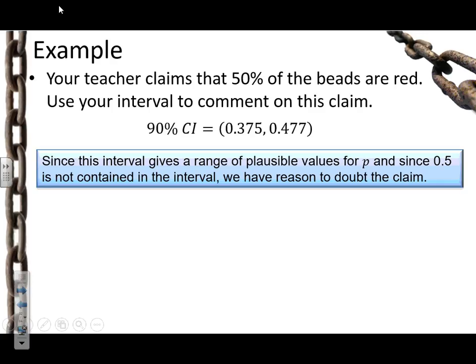Now if we made the same comment, but they said the teacher claims 45% of the beads are red, would our interval support or contradict that claim? That would support, because our interval says plausible values are between 37.5 and 47.7. 45% falls in that interval, which means it could be a possibility. Okay? So when you're looking at those and you're trying to interpret, be aware of whether the value is inside the interval or not. If it is, it's a plausible value. If it's outside the interval, then it's not. Okay?